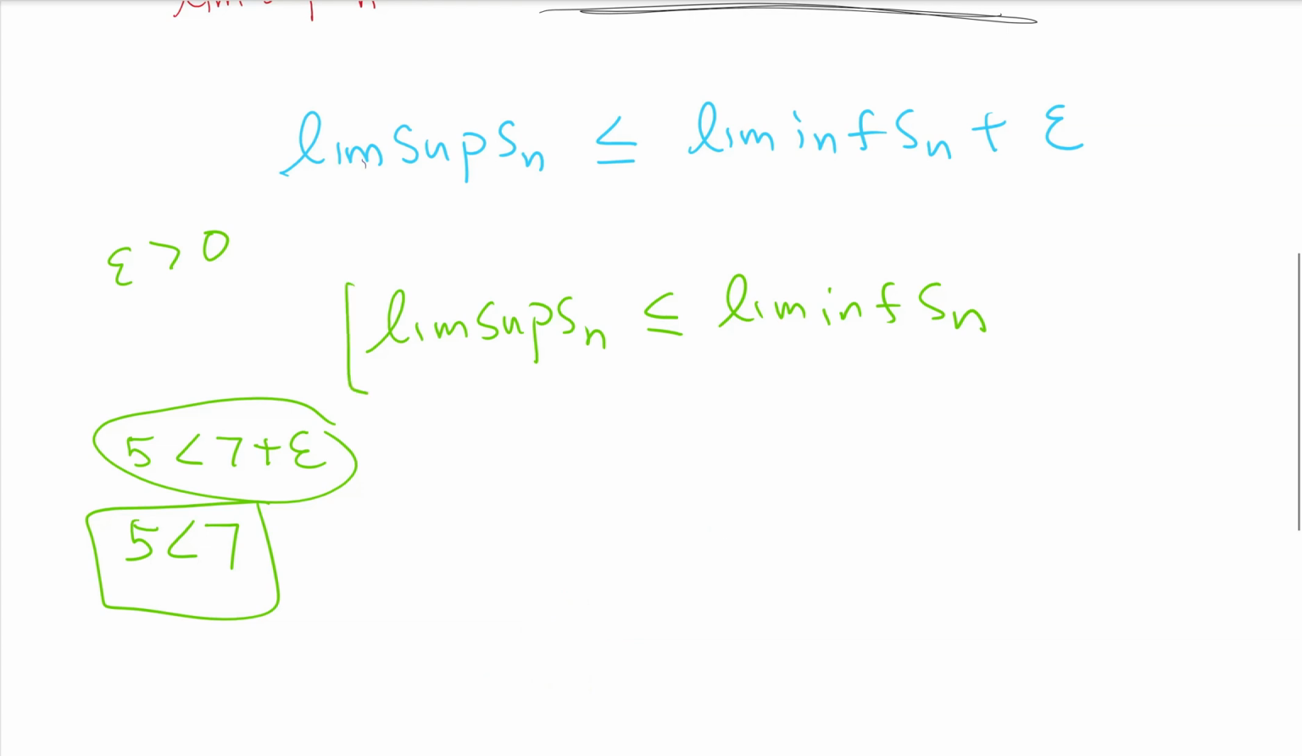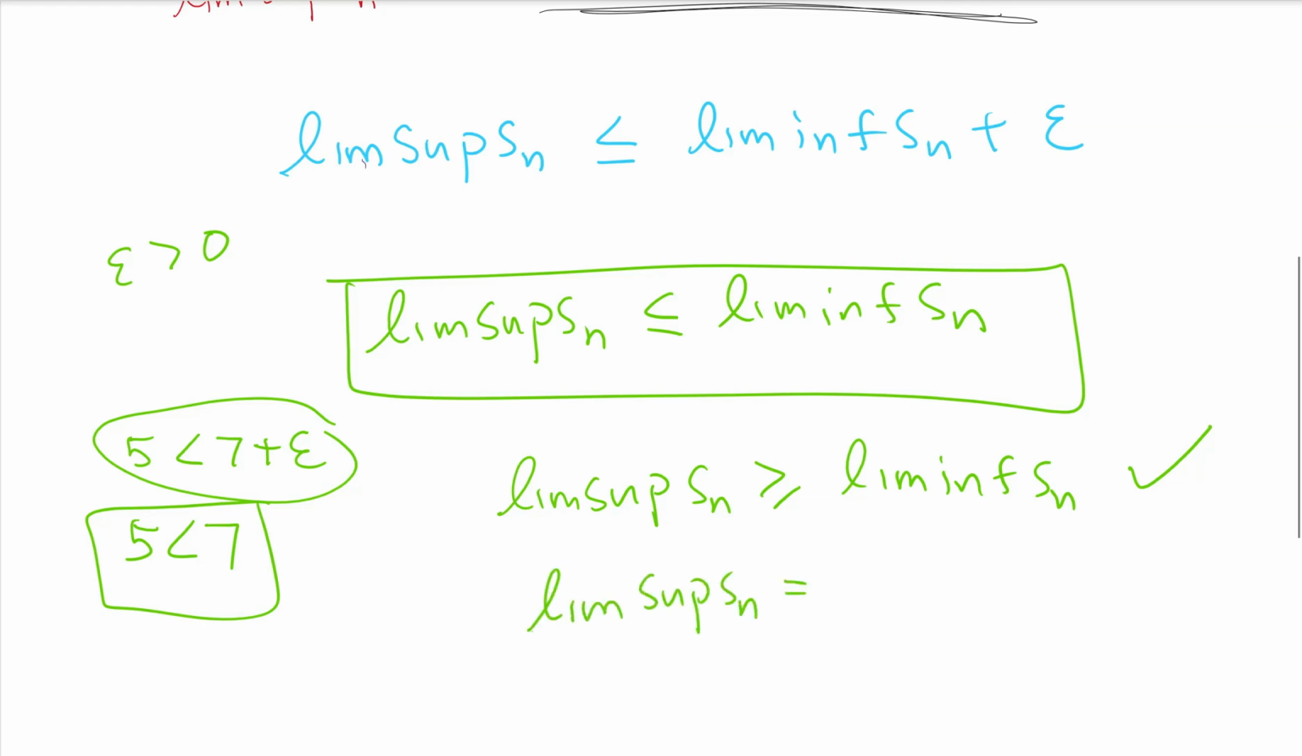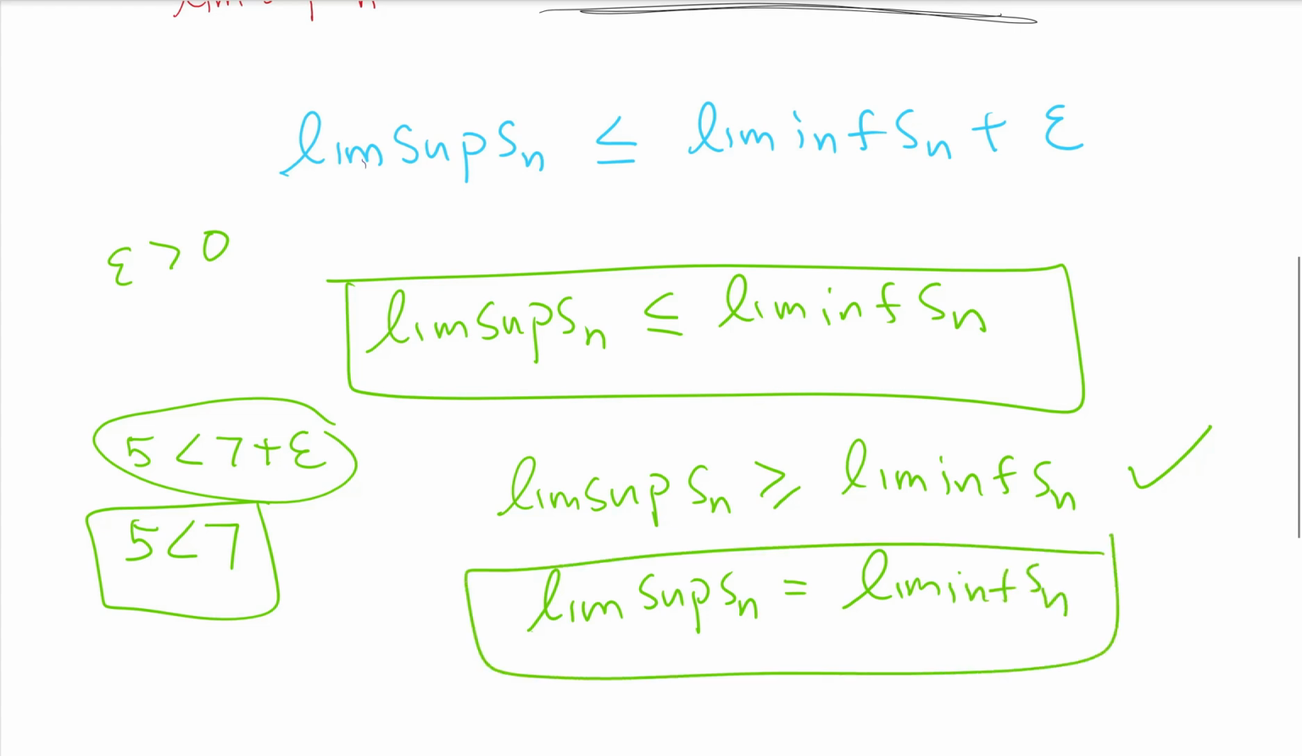So based on that, we can write this statement, which is exactly what we wanted. The other way around is the natural fact that the limit supremum is greater than or equal to the limit infimum, which you don't have to prove. Because of these two things, we can say the limit supremum of the sequence is the same as the limit infimum, hence the sequence is convergent. So that's the end of the proof.